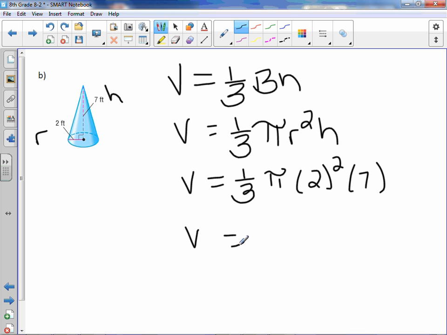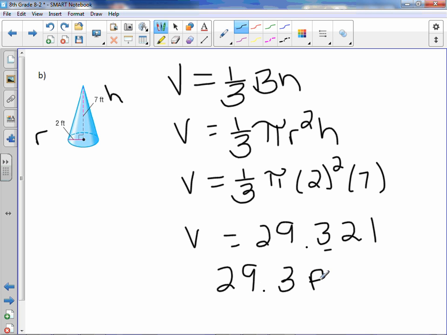On the calculator, 1/3 times pi times 2 squared times 7, and we get 29.321, or 29.3 cubic feet.